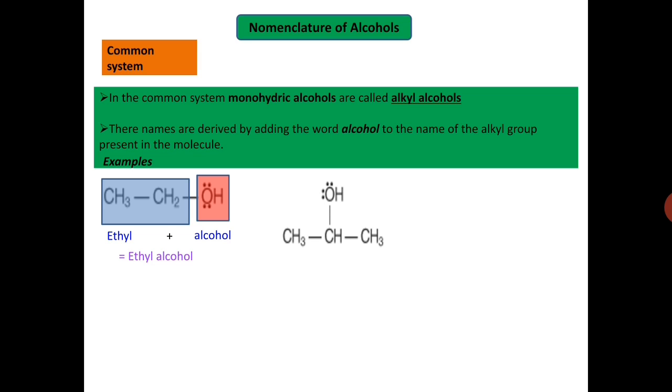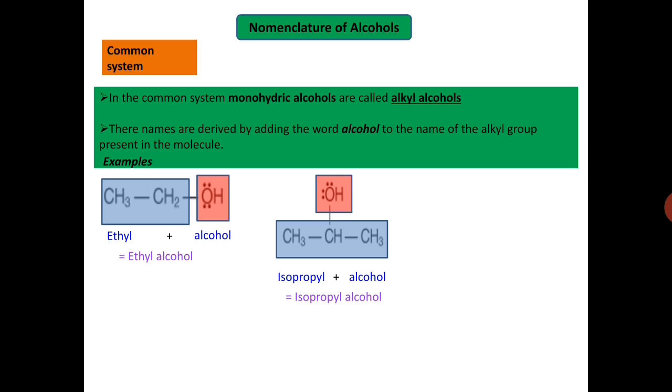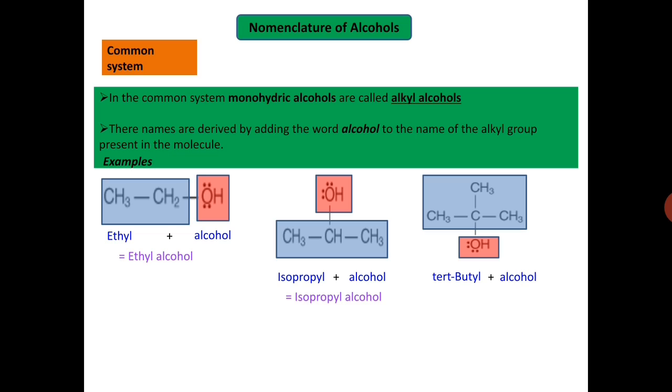The next example, here we see 3 carbons, and the OH group is attached to the middle one, therefore it is isopropyl, and OH is alcohol, therefore the name of this compound is isopropyl alcohol. The next one, here the OH group is attached to the carbon which is attached to another 3 carbon atoms, therefore it is a tertiary carbon and the name is tertiary butyl, and OH is alcohol, therefore the name of the compound is tertiary butyl alcohol. Okay, meaning we look at which alkyl group the OH group is attached to and give its common name.